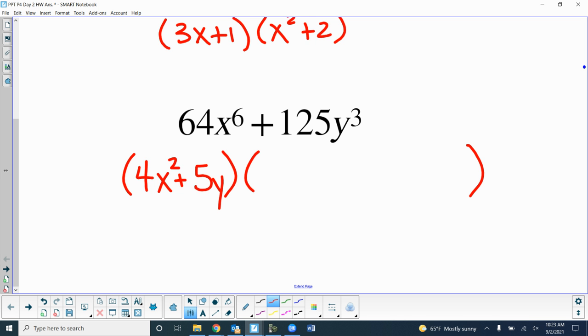So what's the first term of my trinomial? Say that again, Brett. 16x squared. Close. To the 4th, yeah. You're squaring this first term to get the first term of the trinomial. So 4 squared, and then x squared squared. So that's x to the 4th.